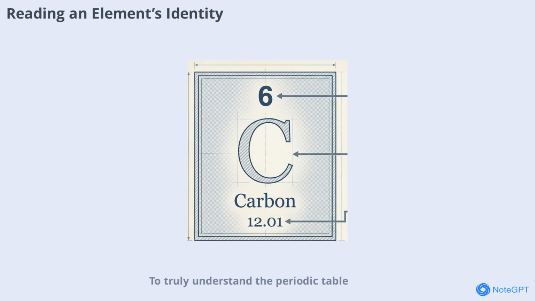To truly understand the periodic table, you need to know how to read an element's box. The atomic number is key. It tells you how many protons are in the nucleus, and this number defines the element. Change the atomic number and you change the element entirely. The symbol is a universal code, often derived from English or Latin names like Hg for mercury. This shorthand allows scientists worldwide to communicate clearly about the elements, no matter their language.